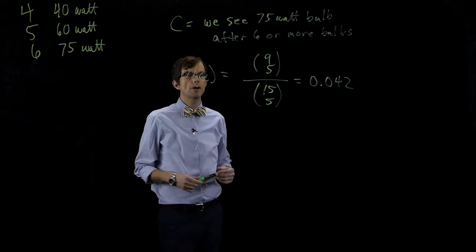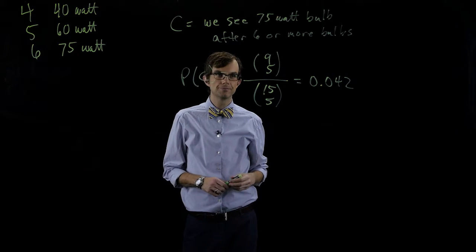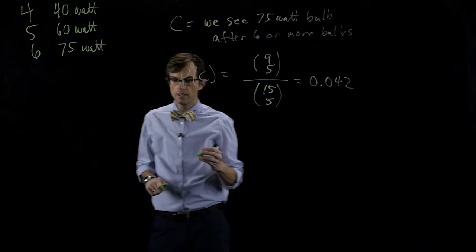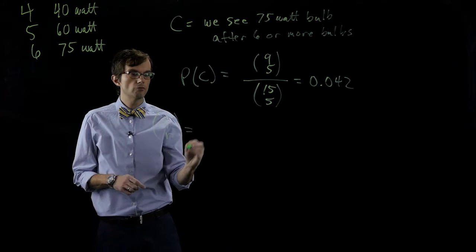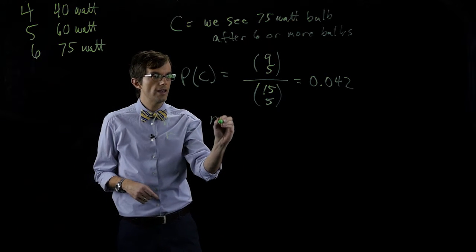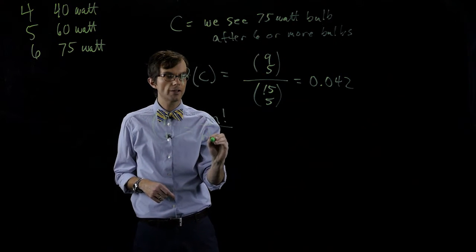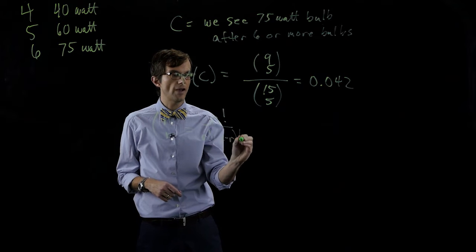Okay, so we didn't really talk much about how to do this calculation. Remember that a combination is, let's say, n choose r. Remember that that calculation is n factorial divided by r factorial times n minus r factorial.